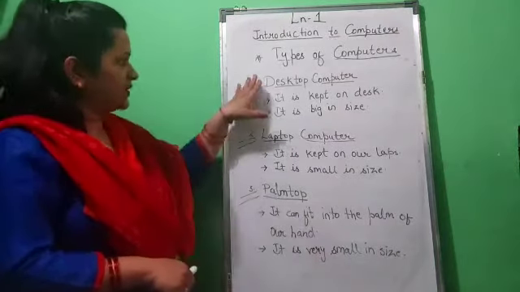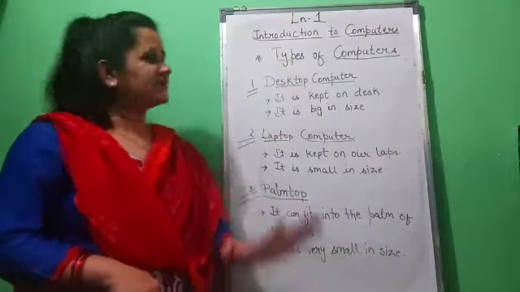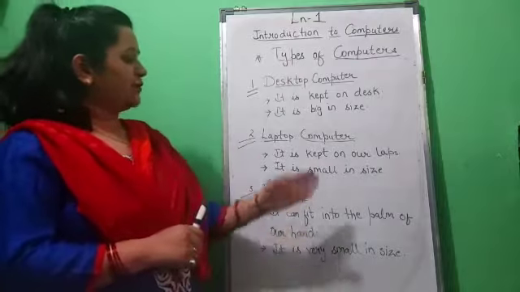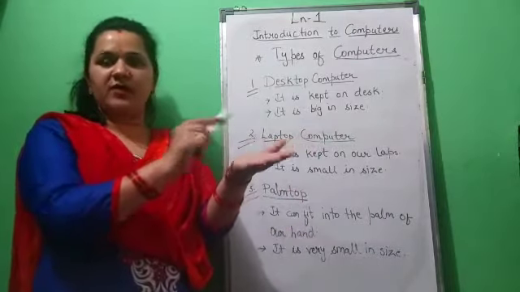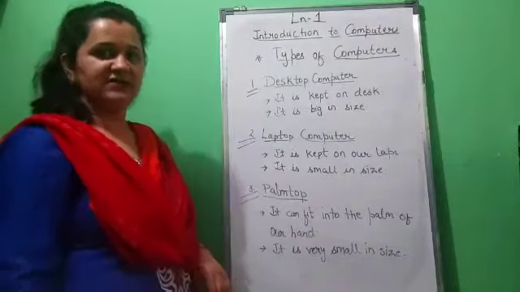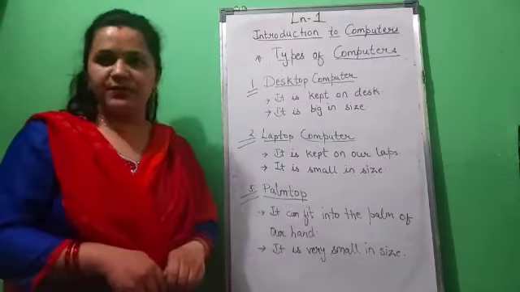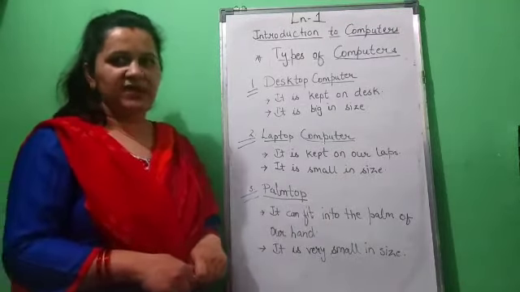Now, desktop computer can be kept on a desk. Laptop computer can be kept on our lap. Palm top computer can be kept on the palm of our hand. These are very small in size. So children, these are the 3 types of computers.